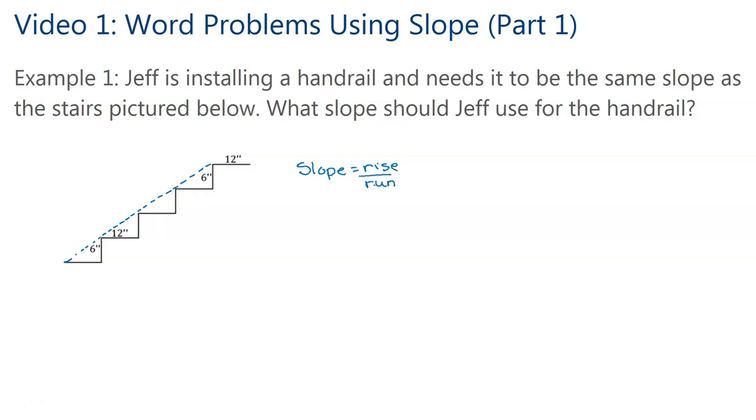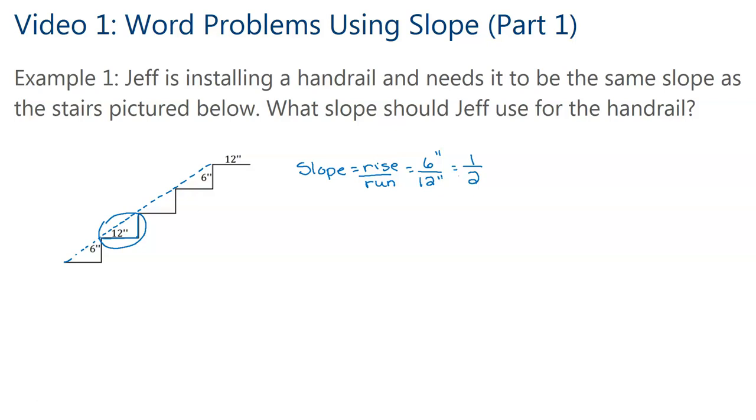Now finding the slope of the entire staircase, or just one stair, will be the same because slope is constant throughout a line. So I see that all the stairs have a rise of 6 inches and they have a run of 12 inches. Now I'm going to reduce that to 1 over 2.